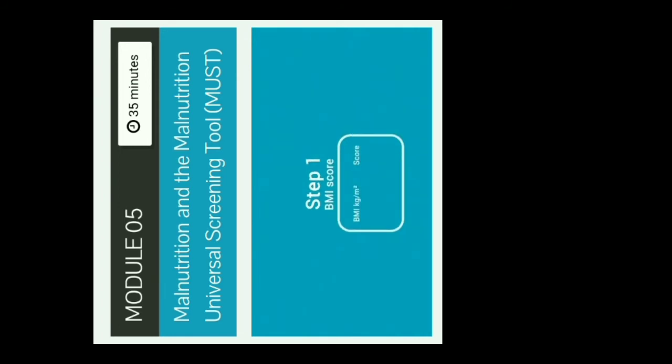The first step includes determining a BMI score, which can be done by taking weight in kilograms and dividing it by height in meters squared, or by using a BMI chart. The BMI score is used to determine the MUST score for step 1. If BMI is greater than 20, the corresponding MUST score is 0. If BMI is between 18.5 and 20, it's an MUST score of 1. And if the BMI is less than 18.5, the MUST score is 2.